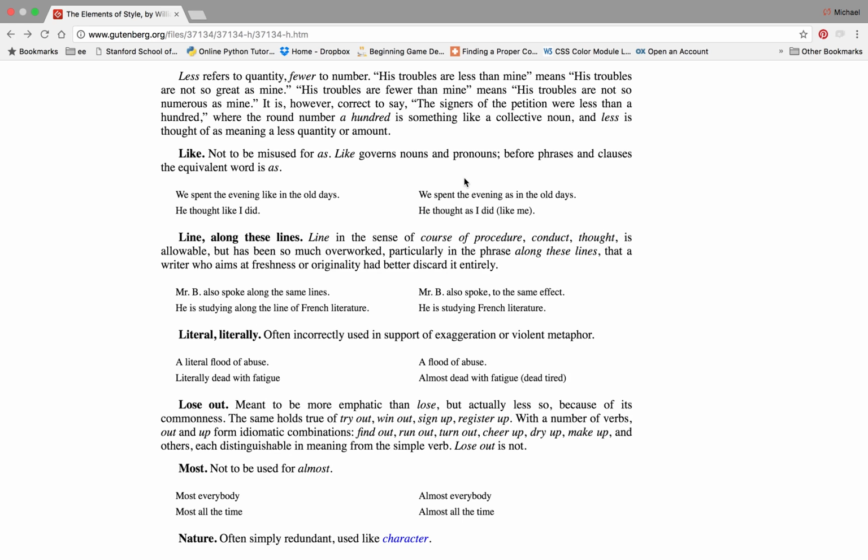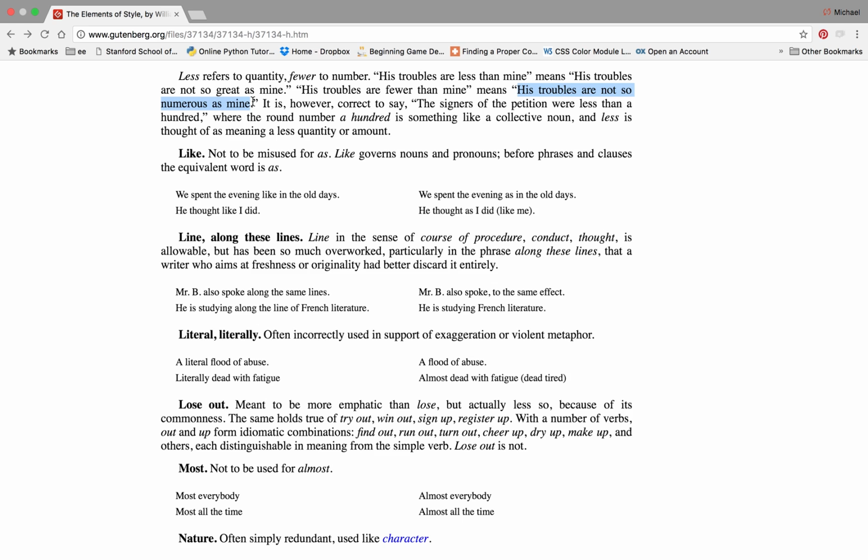Oh, and here's where Strunk explains, probably even clearer than I do. Less refers to quantity, fewer to number. "His troubles are less than mine" means his troubles are not so great as mine. "His troubles are fewer than mine" means his troubles are not so numerous as mine. It means he has fewer troubles than I do. The number of his troubles is lower than mine is.